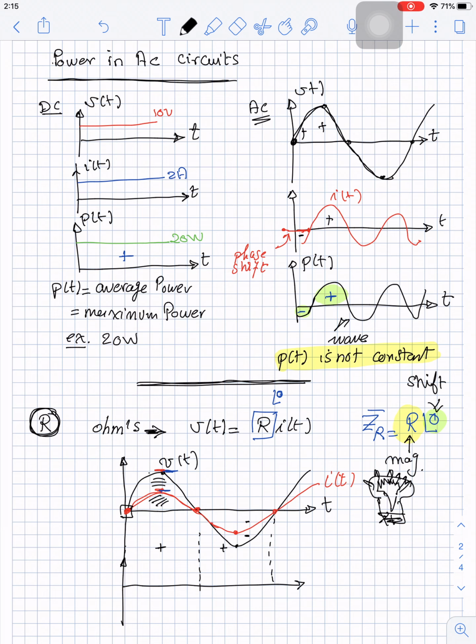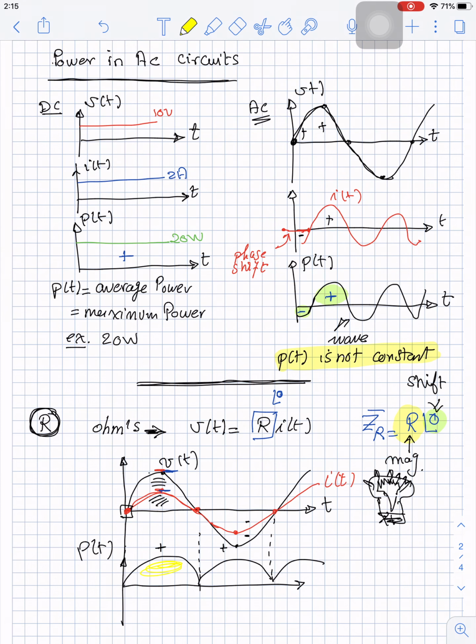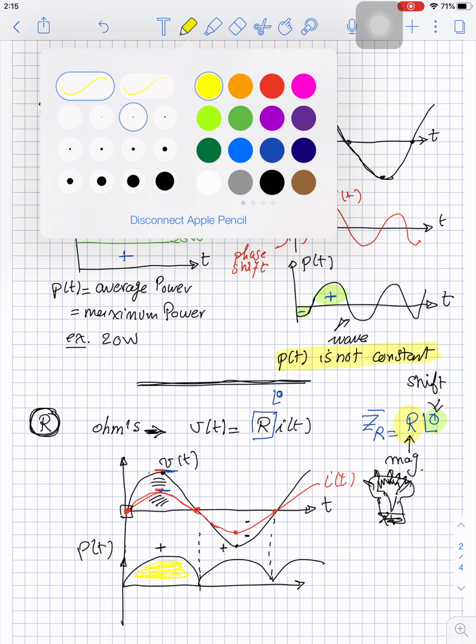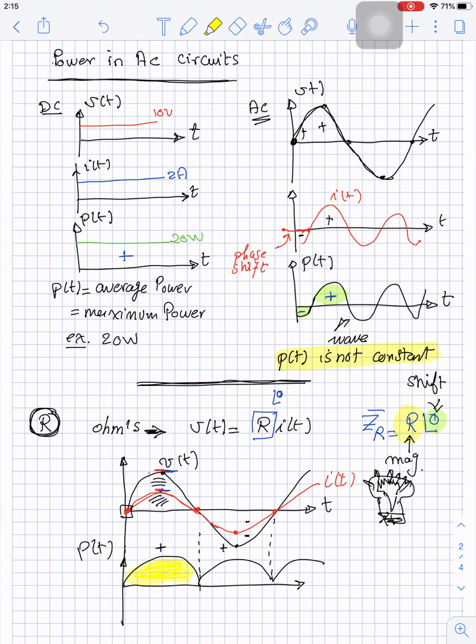Now, if you multiply V and I, you will see that you have a wave like this, p of t. You can see that the power function here is always positive. It's always consumed. So the resistance will take power, and it will always take power. As you can see, the power is not constant, okay? As you can see, the power is increasing.